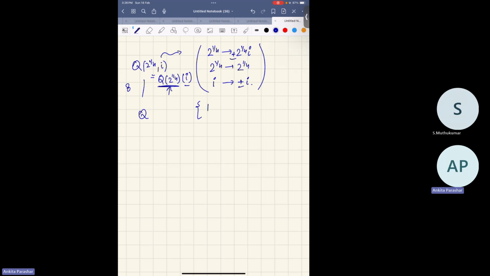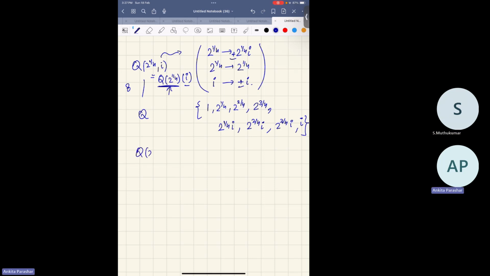So you have 1, 2 power 1 by 4, 2 power 2 by 4, 2 power 3 by 4. This is a basis for Q(2 power 1 by 4) over Q. But now you are taking i also. So you have to take the i factor also and just multiply with i. So you get 2 power 1 by 4 i, 2 power 2 by 4 i, 2 power 3 by 4 i, and i. This will complete the list of all basis elements of this as an extension over Q. Is this okay somehow?